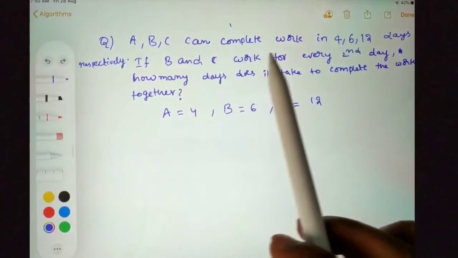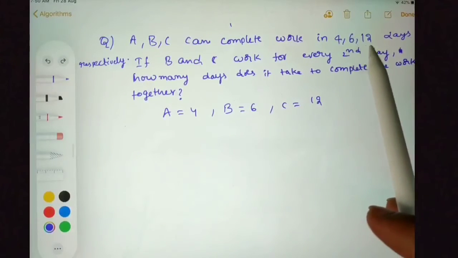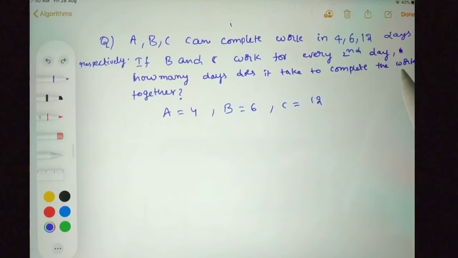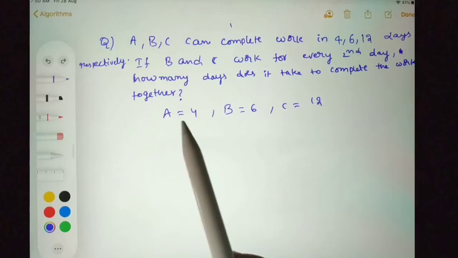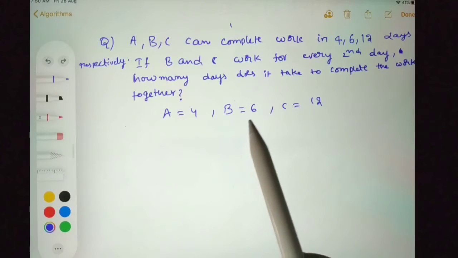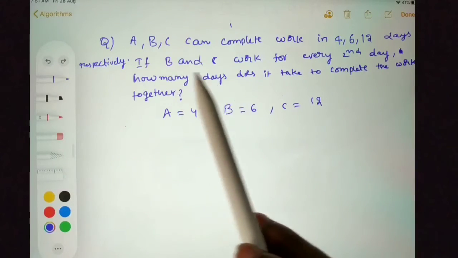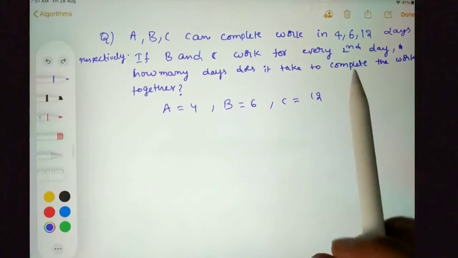A, B, C can complete work in 4, 6, 12 days respectively. If B and C work every second day, how many days does it take to complete the work together? Here we know A can complete work in 4 days, B in 6 days, C in 12 days. But B and C are working every second day.